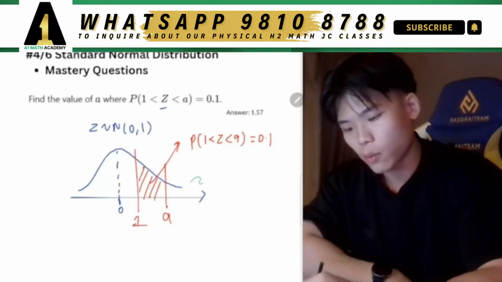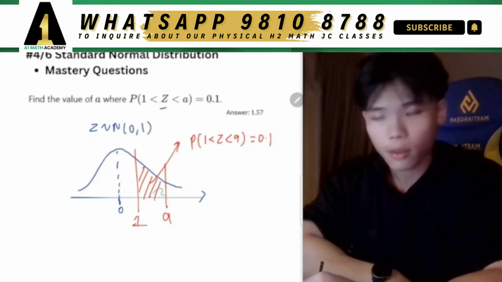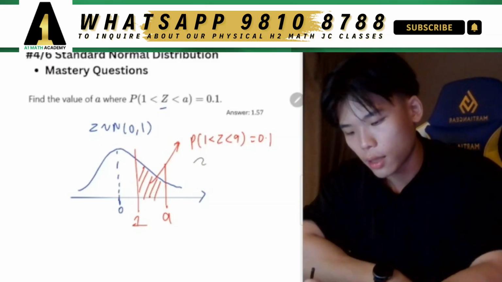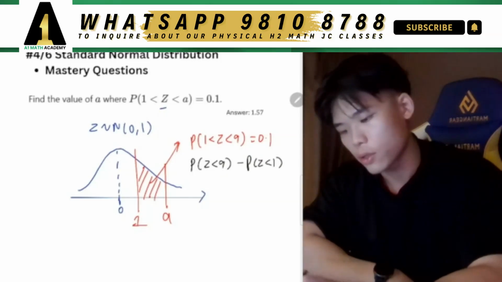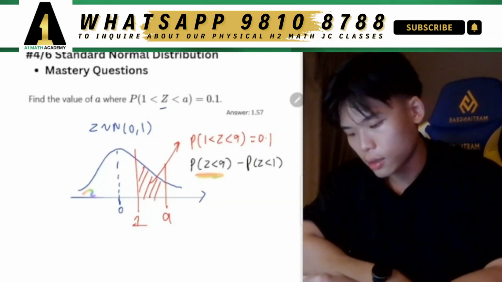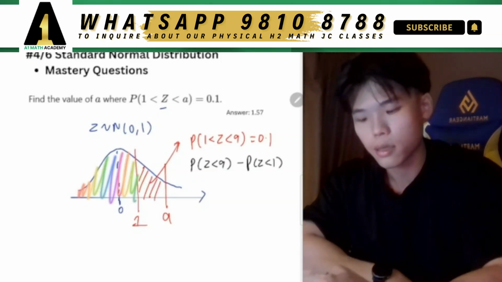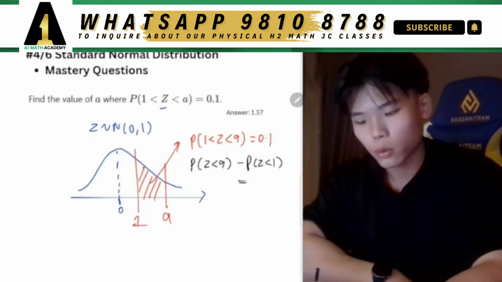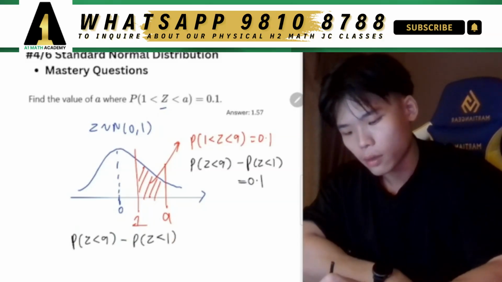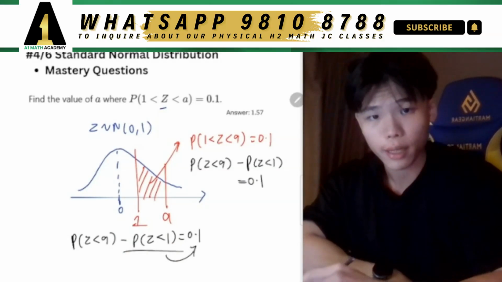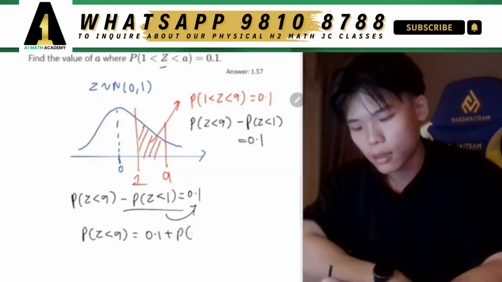Well, first thing is that we know this whole area can be represented in another way. We can represent this area as P(Z < A) minus P(Z < 1). Because P(Z < A) is effectively this whole thing, then we minus away P(Z < 1), which is this, and we end up with this. And this whole value equals 0.1. So P(Z < A) minus P(Z < 1) is 0.1. I can bring this over to the right-hand side, and I end up with P(Z < A) as 0.1 plus P(Z < 1).